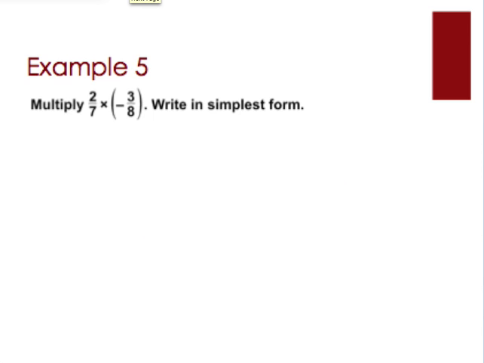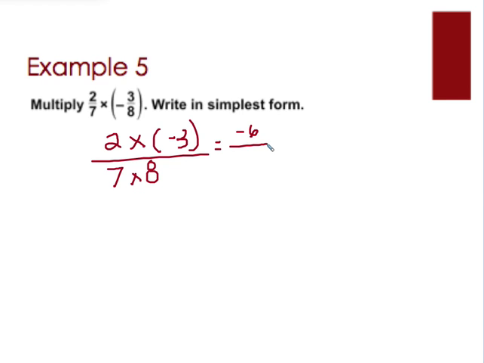This example has a fraction multiplied by a negative fraction. And once again, we have to remember our integer rules. So here we go. 2 times negative 3 on the top, 7 times 8 on the bottom. 2 times negative 3 is negative 6. 7 times 8 is 28.